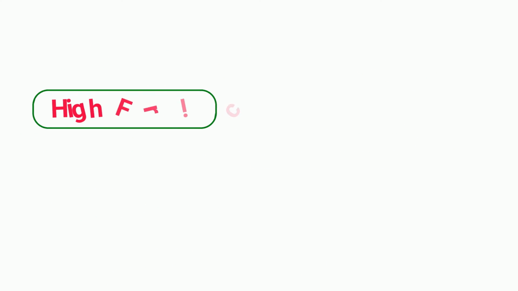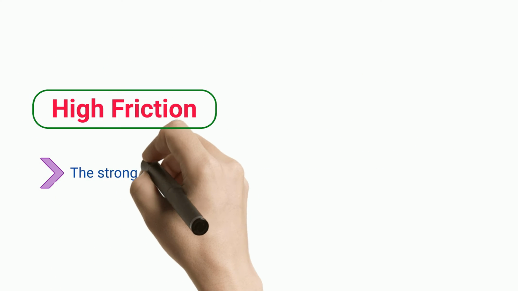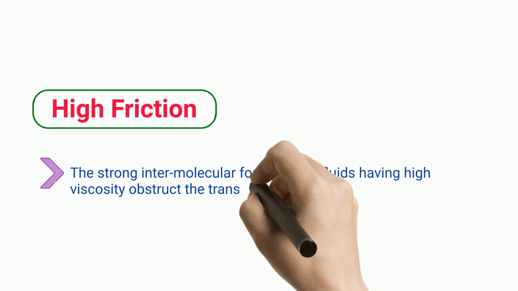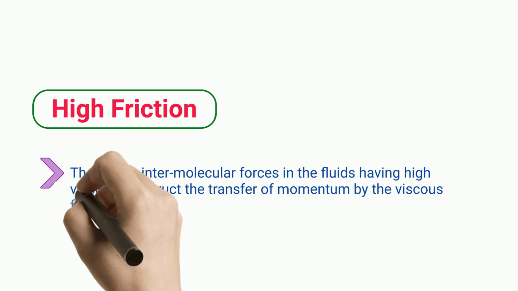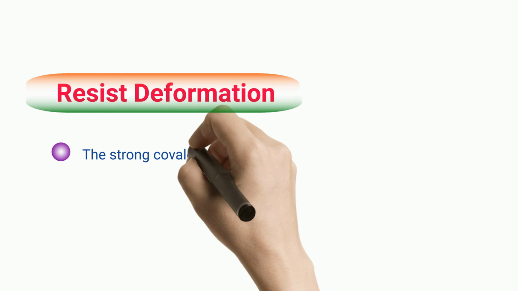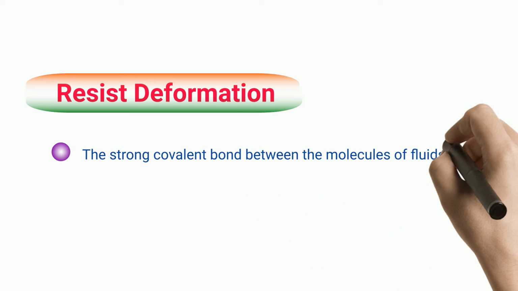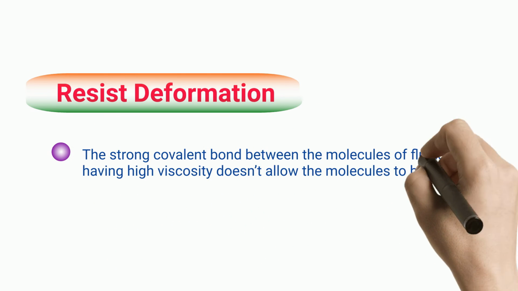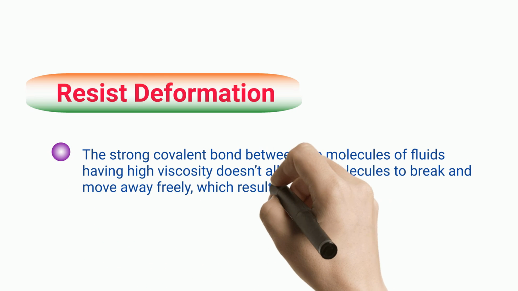High friction. The strong intermolecular forces in the fluids having high viscosity obstruct the transfer of momentum by the viscous force produced, which results in high friction. Resist deformation. The strong covalent bond between the molecules of fluids having high viscosity doesn't allow the molecules to break and move away freely, which results in resisting deformation.